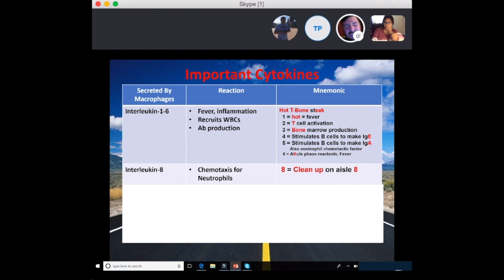So interleukin 8 is necessary for chemotaxis for neutrophils. And neutrophils help to clean up infections in our body, so you can remember "clean up on IL-8" as a mnemonic. Does anyone remember what the other neutrophil chemotactic agent, or molecule, is?